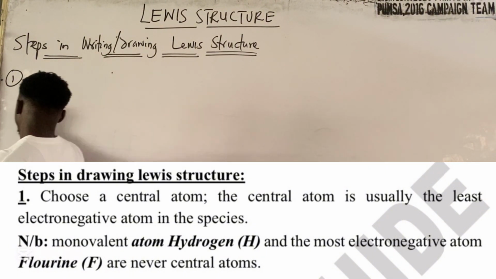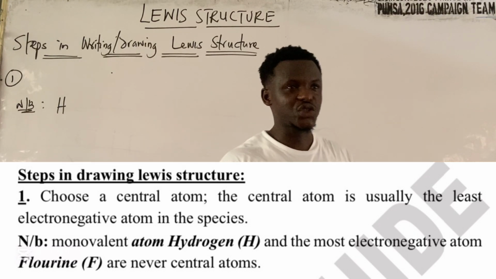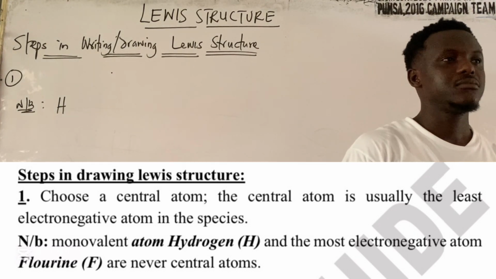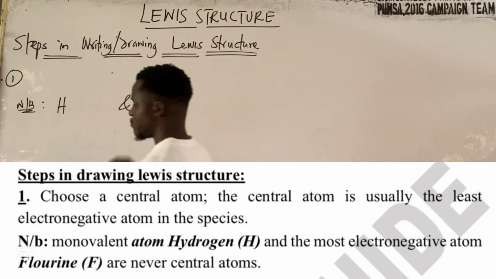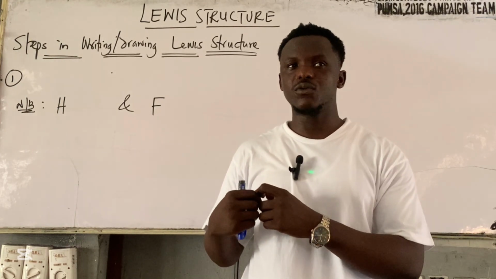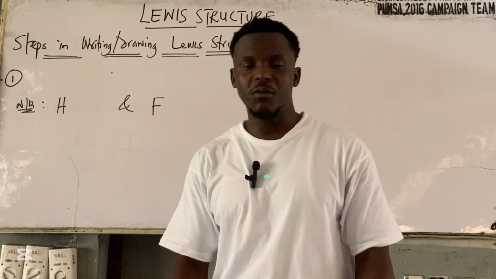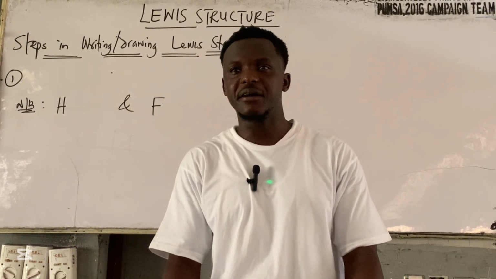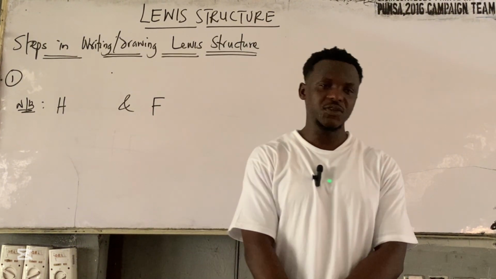Please note, hydrogen can never be a central atom, and also fluorine. Let me just give us a rundown of the first rule, then I can give us the second. If you want to draw a Lewis structure of any compound, we said, it is a diagram that shows the bonding and the lone pairs of electrons that may exist in such compounds.